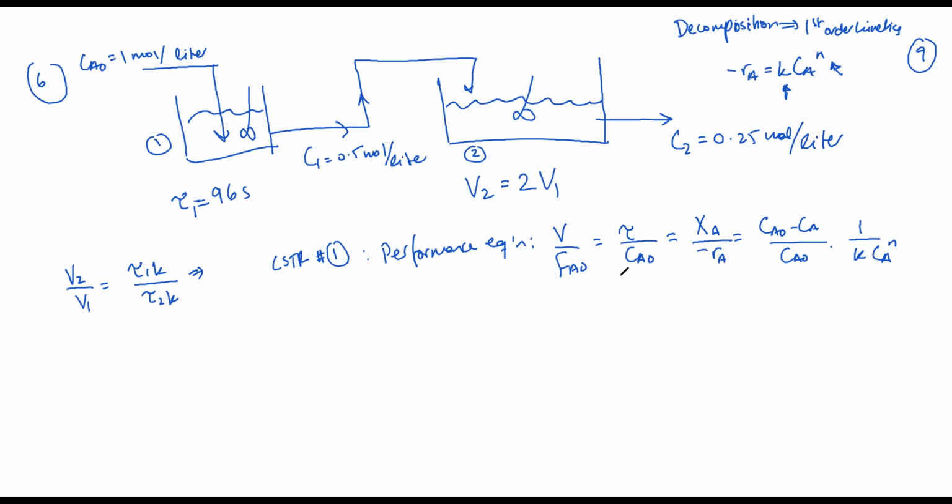So I'm going to rewrite this. Tau over CA naught is equal to CA0 minus CA over K CA to the power N, multiplied by 1 over CA naught, and this cancels with this. So the general equation is tau equal to CA naught minus CA over K CA to the power N. So where do we take it from here?